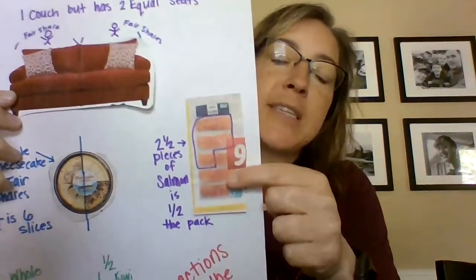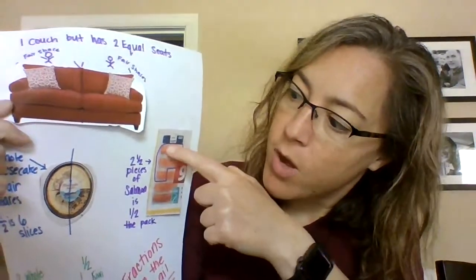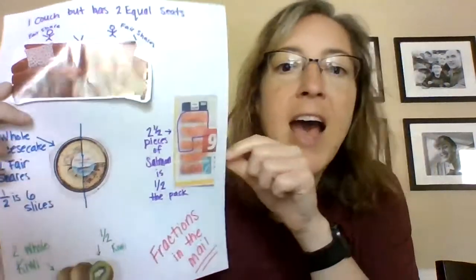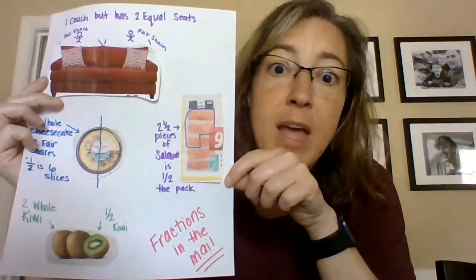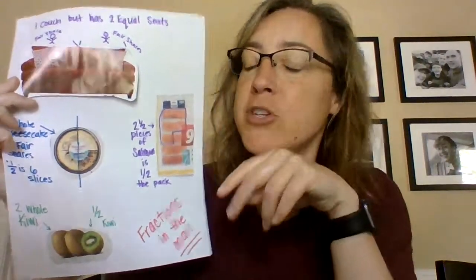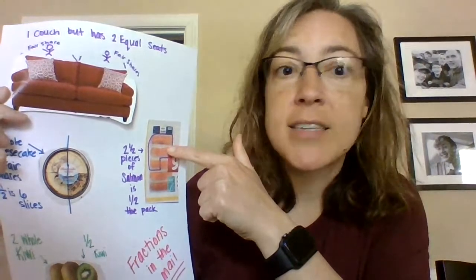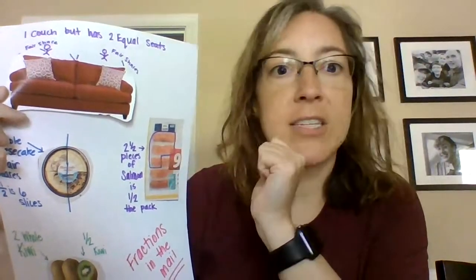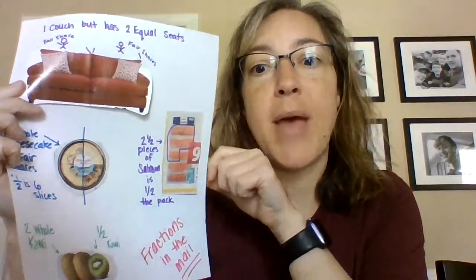Okay, over here I have some salmon that's on sale. And there are 1, 2, 3, 4, 5 pieces of salmon. Now, if I was going to share this with my husband, so it's just dividing it in half, just 2 people are sharing it, we'd each get 2 full slices and then a half a slice. So 2.5 slices is half of this package.